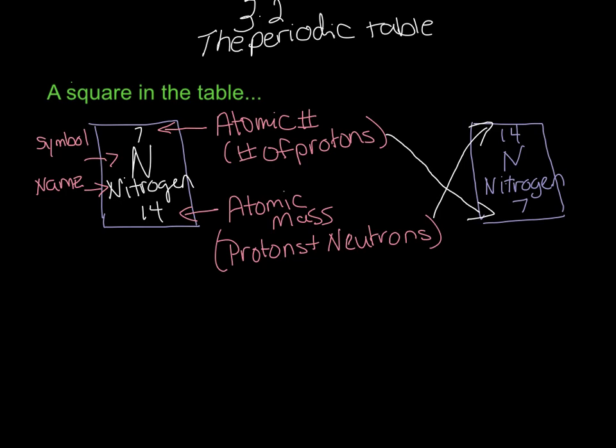And sometimes they'll switch those numbers. There's really no required way of setting a square up in the periodic table. You just have to know that the bigger number is the atomic mass. And then of course we're going to remember the following: that protons equal the electrons.